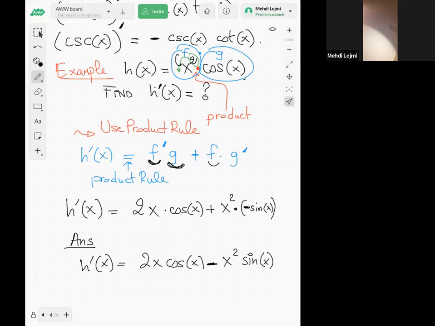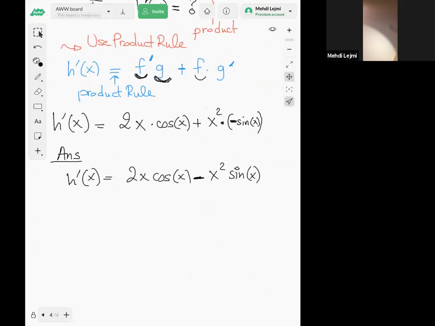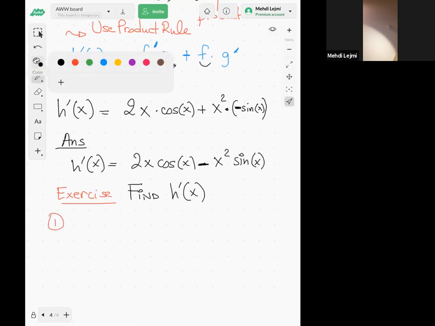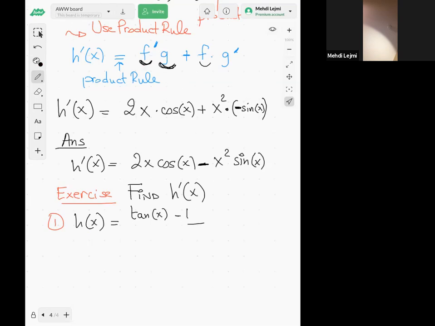Then here's an exercise. I'm going to give you a couple of functions, and you need to compute the derivative. Exercise. Please find h prime of x. First function: h of x is equal to tangent of x minus 1 over secant of x.